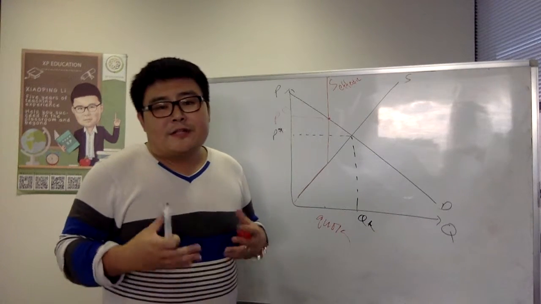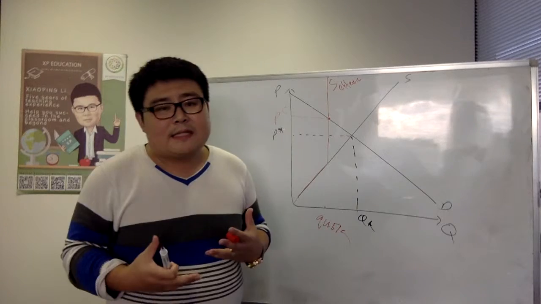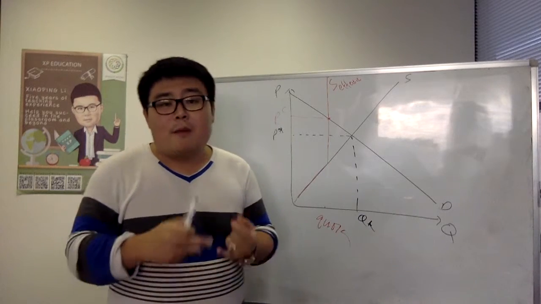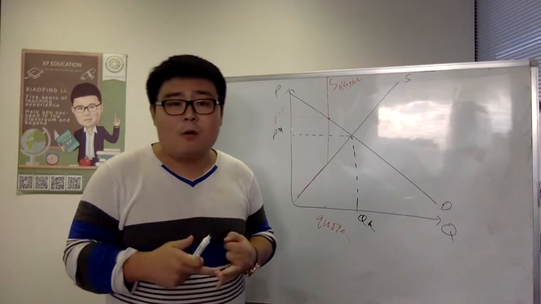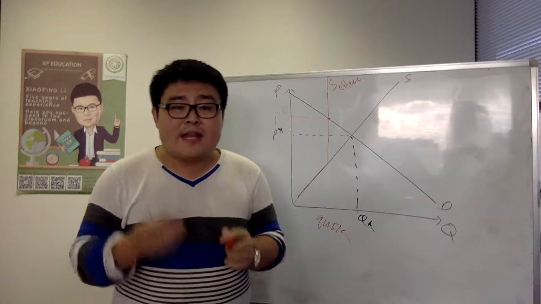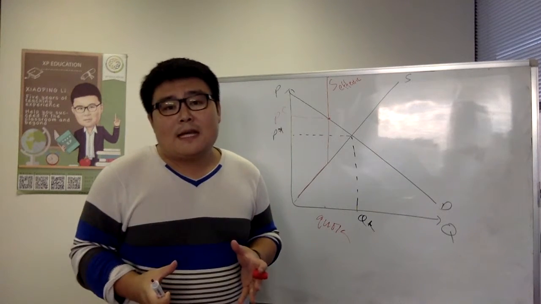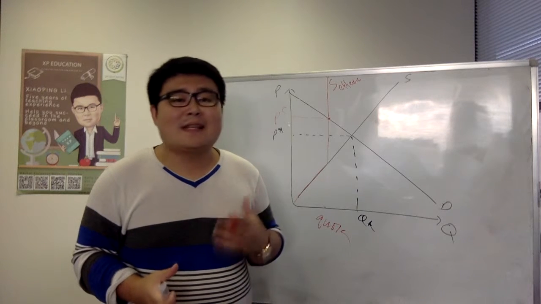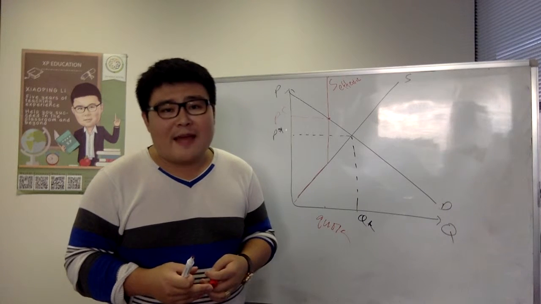Essentially, in this video, I talked about the different variations: a price ceiling, a price floor, a unit tax, and also a production quota. In our next video, we'll talk about how we conduct a welfare analysis.